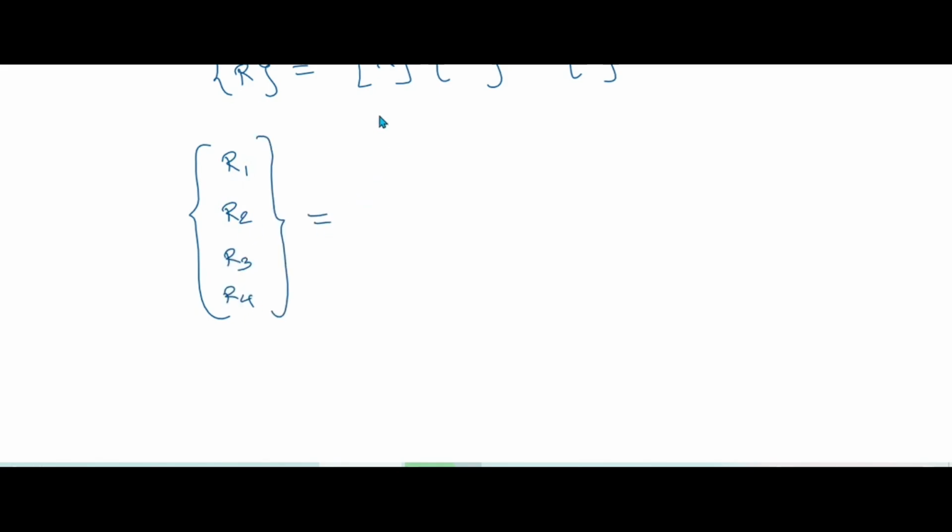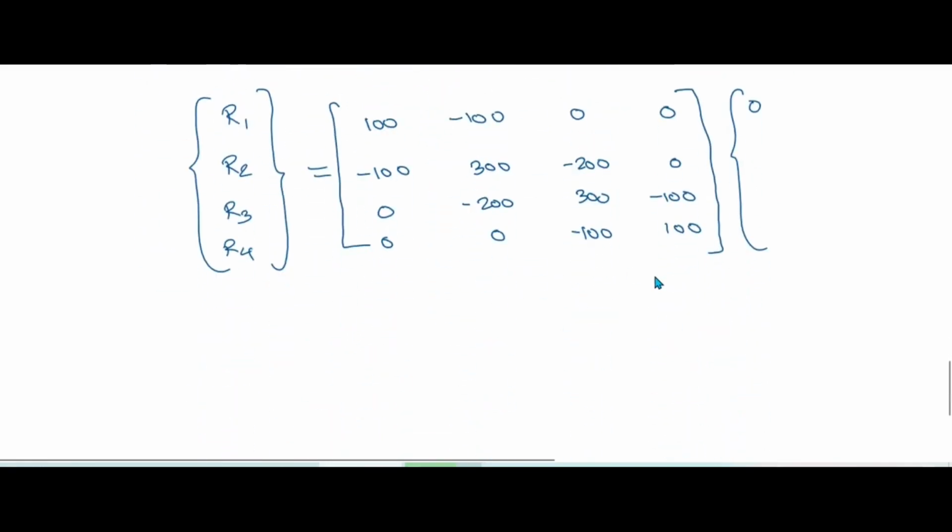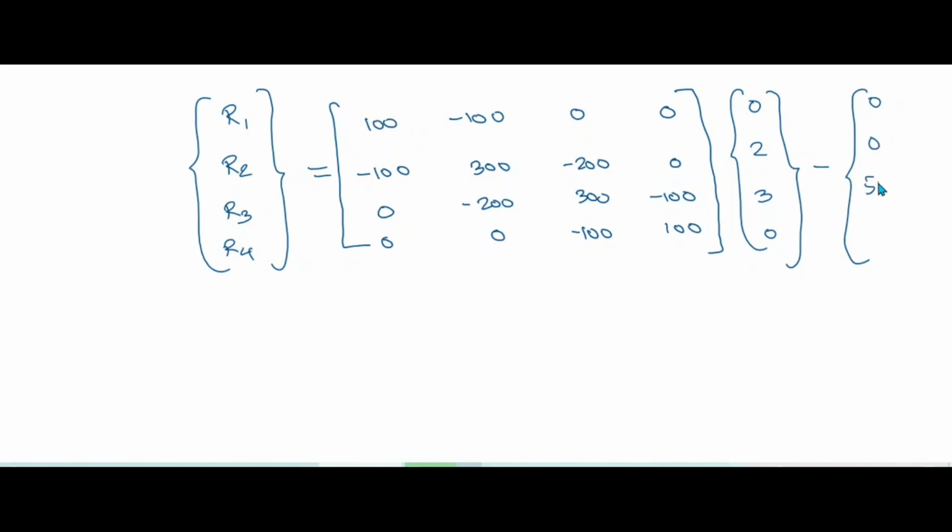So our reaction force in terms of R1, R2, R3 and R4 is equal to your K values into U star. You know that U1 is 0, U2 we identified as 2, U3 is 3, U4 is 0, minus your F values, which is 0, 0, 500, 0.